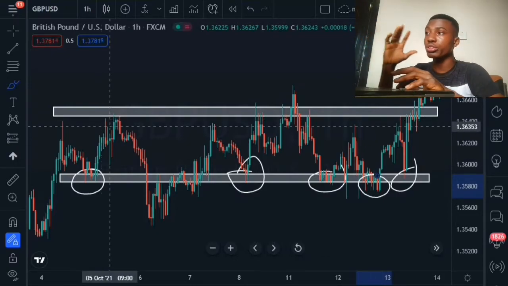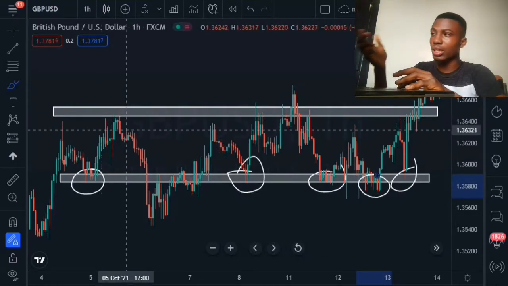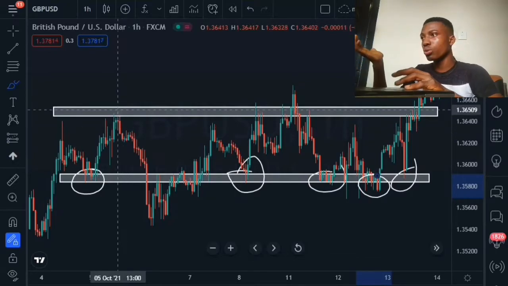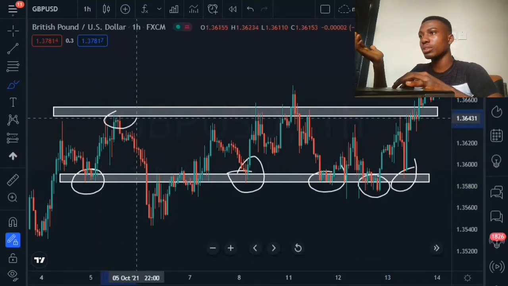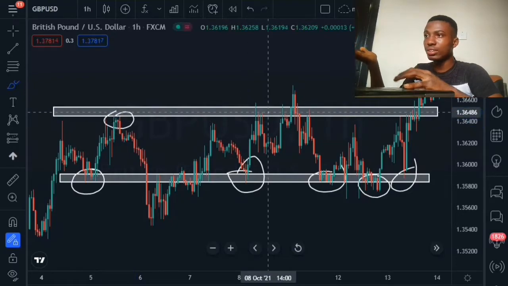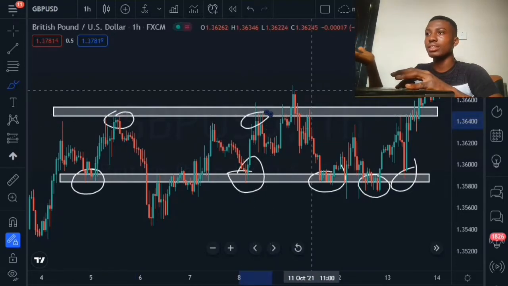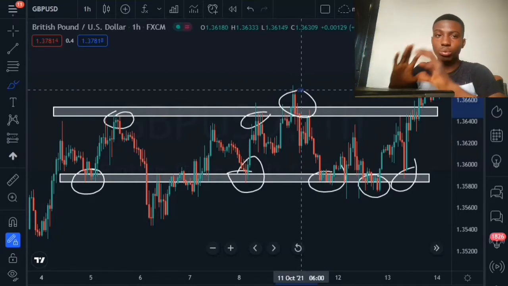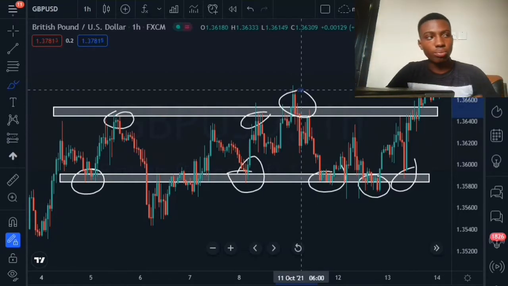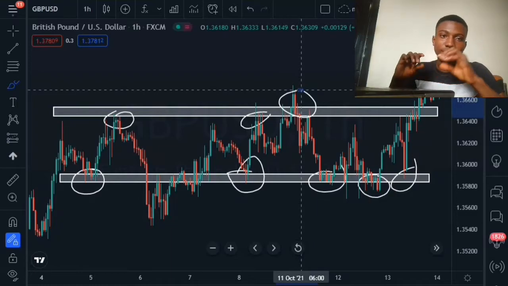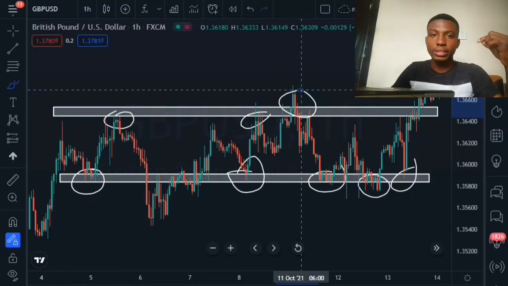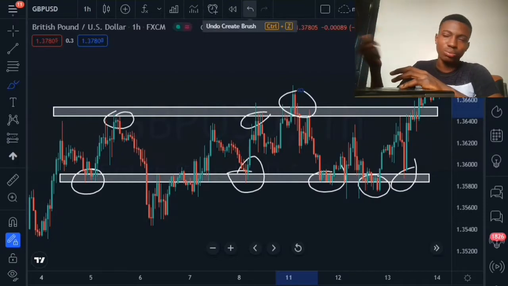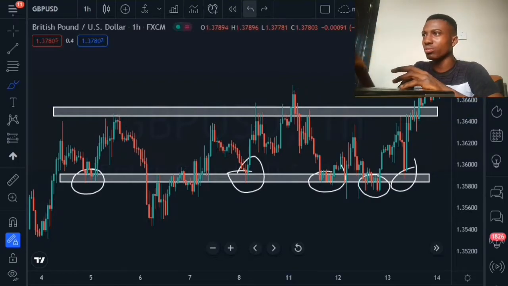To come up with the resistance, it was still the same thing. I was still trying to find those constant points of rejection. We can see that same rejection happening here in this part of the market, and here, and here. These are just reactions from the market. So how you get your support is just finding the main line where price often rejects. Let me clean this up so our chart doesn't look messed up.